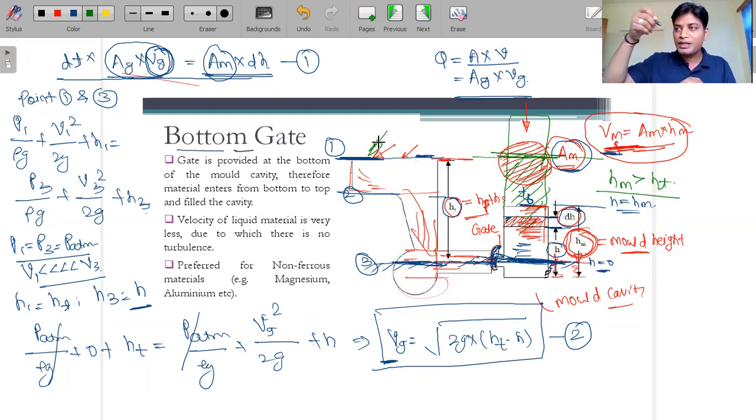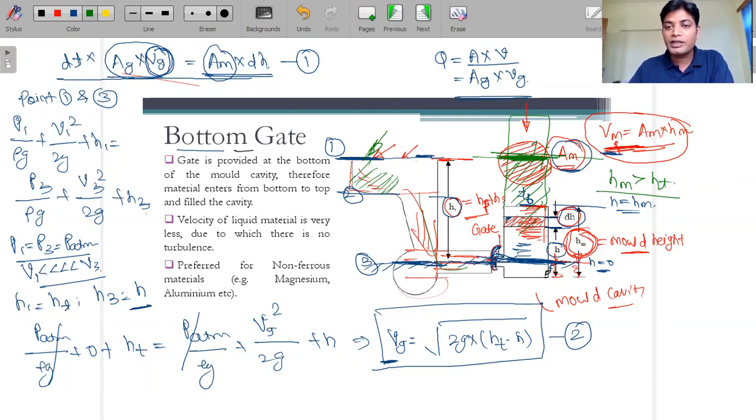We are just keeping the ladle like this, and the molten material is coming from that. This molten material is coming from this side, right? It is coming from this side, and then it is filling. So what will happen when the molten material is filled up to this height?